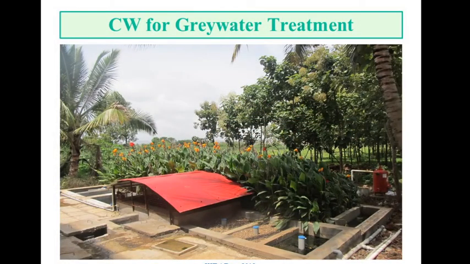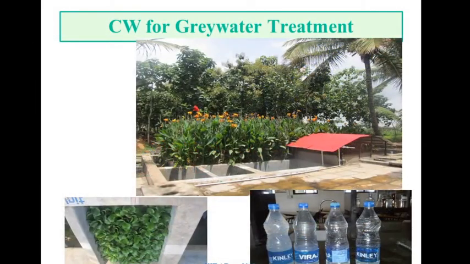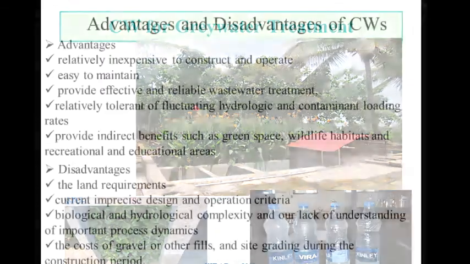Then this is greywater treatment using the constructed wetland, which we can use at our own house. We can treat our own household greywater by using the constructed wetland system. You can see this is the water obtained after the treatment of greywater using the constructed wetland. You can see the image of the bottle, which indicates the quality of water after the treatment of greywater by using the constructed wetland.